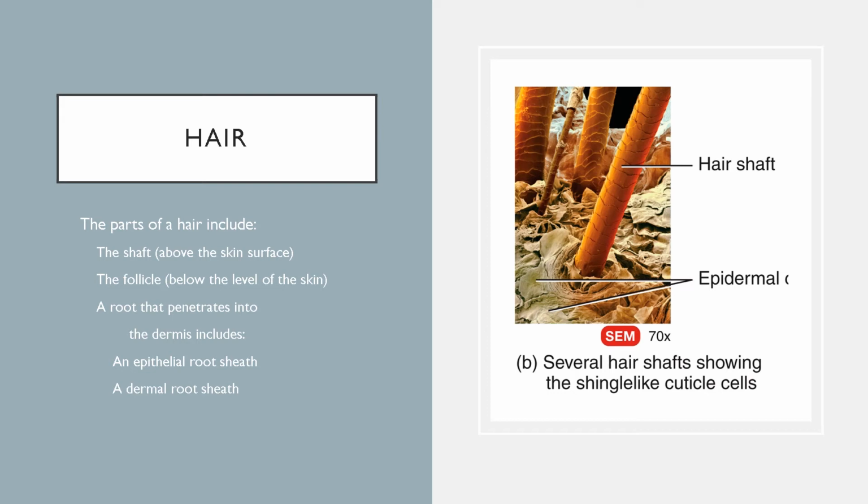Each hair is composed of columns of dead keratinized epidermal cells that are bonded together by extracellular proteins. It's made up of the shaft and the root. Now the shaft is the superficial portion. It projects above the surface of the skin. Now the root is the portion of the hair that's deep to the shaft, and it penetrates the dermis and sometimes will go into the subcutaneous layer as well.